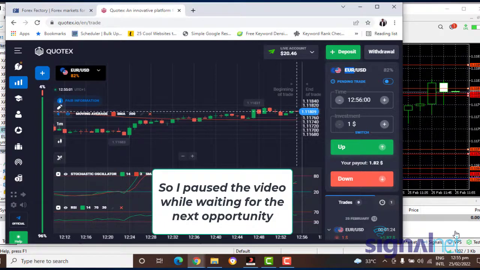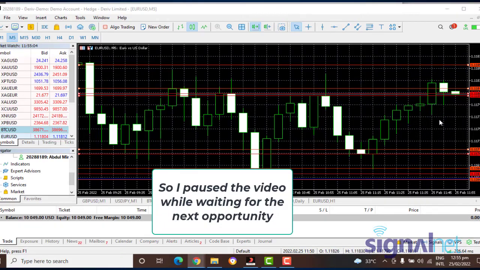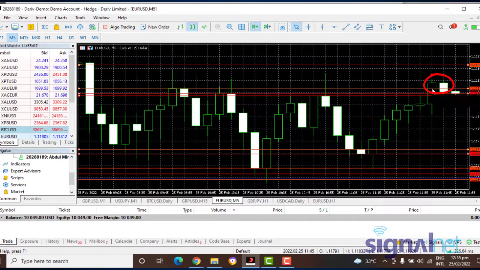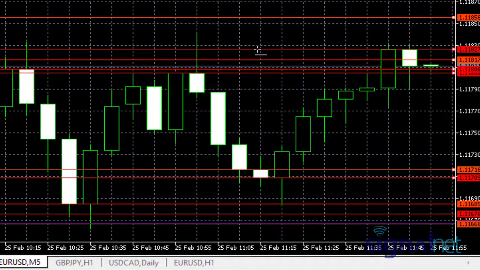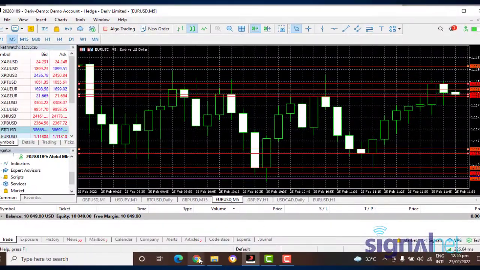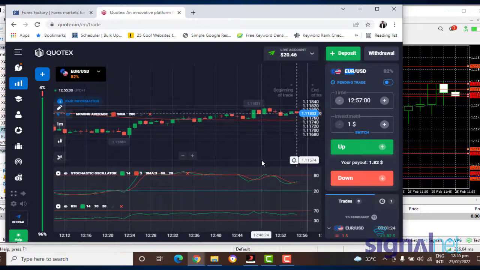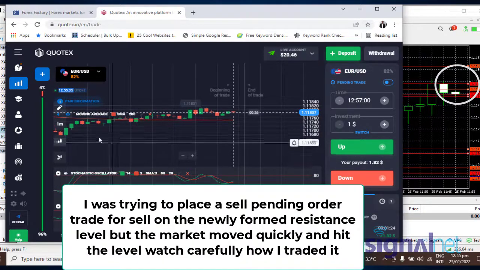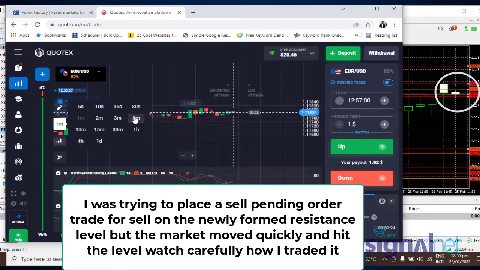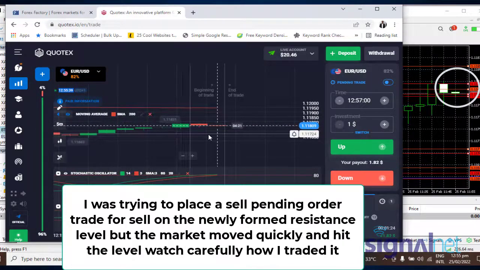Okay, so the 5 minutes candle that was forming just finished. So what I usually do is that as it has finished like this, because this now becomes a new level of resistance, I'll just try to quickly put a level there. So if the market decides to go right to that level and hit it, then I'll sell there.